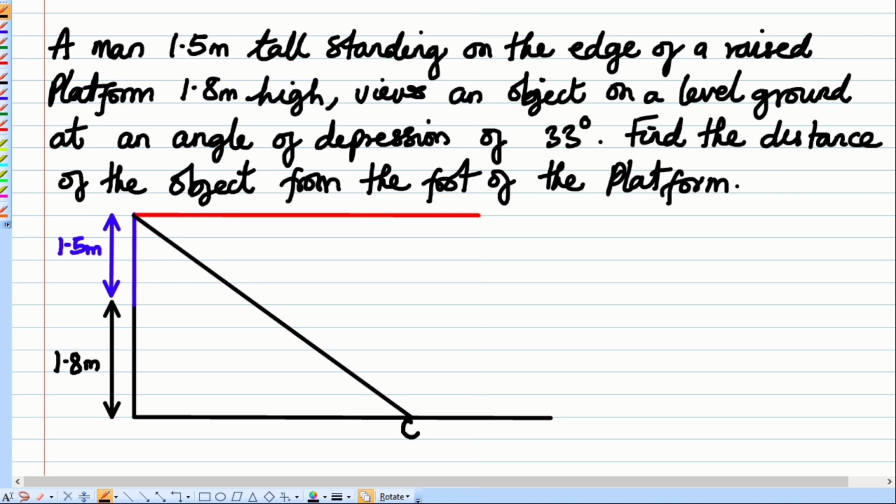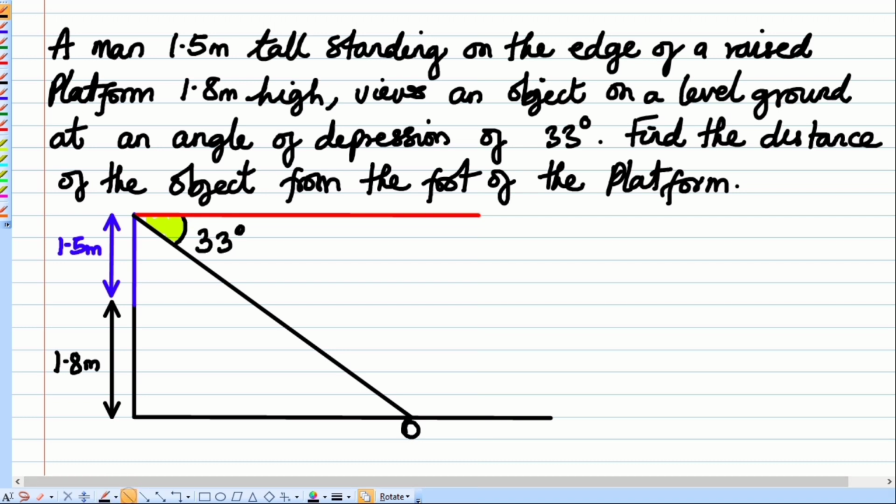Let's just say that this point O is the object he's trying to see. So he needs to look below his line of sight. This angle formed here will be the angle of depression. So you need to be very careful to note all these things. They say that the angle of depression is 33 degrees. And then we are asked to find the distance of the object from the foot of the platform.